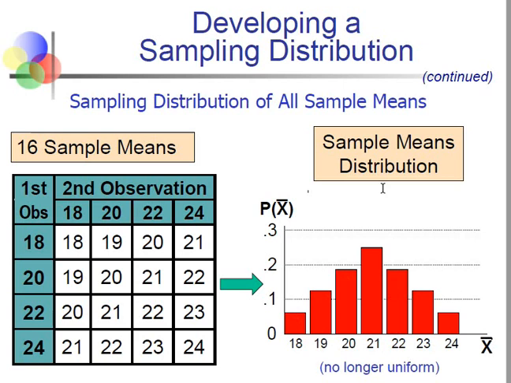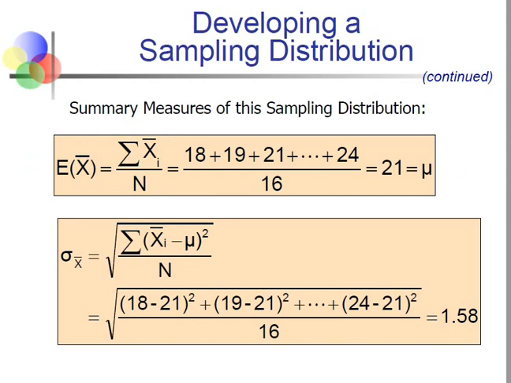Remember, from the population, we had something that was uniform. But we see that when we use the sample means, we have that distribution.